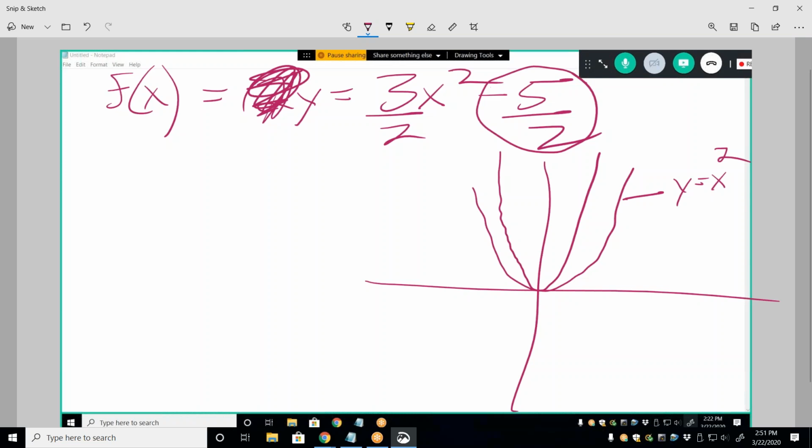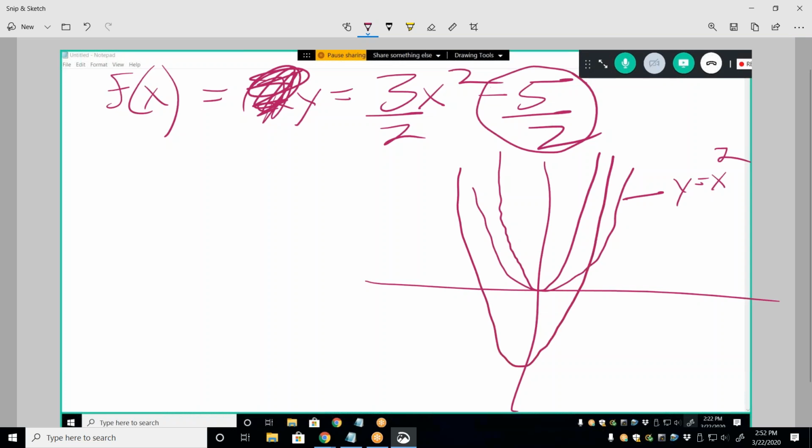It moves it to the left. Inside or outside the function? Also, it moves it up by 5/2. The negative sign in front of it moves it down by 5/2. Okay, so it goes down to something like that.